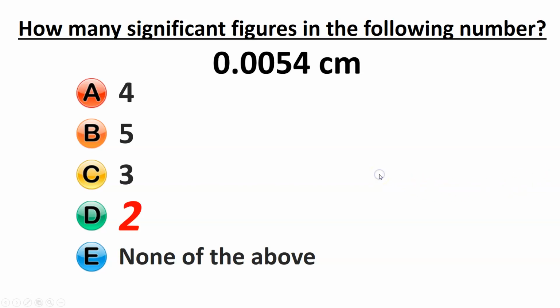So this only has 2 significant figures. All these zeros in the front are leading zeros. Remember, leading zeros do not count as significant. They are only there as placeholders. So we have the 5 and the 4 that count.